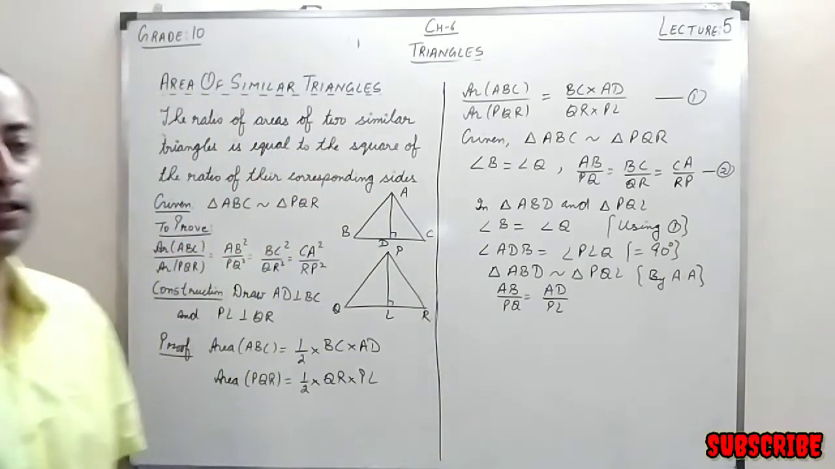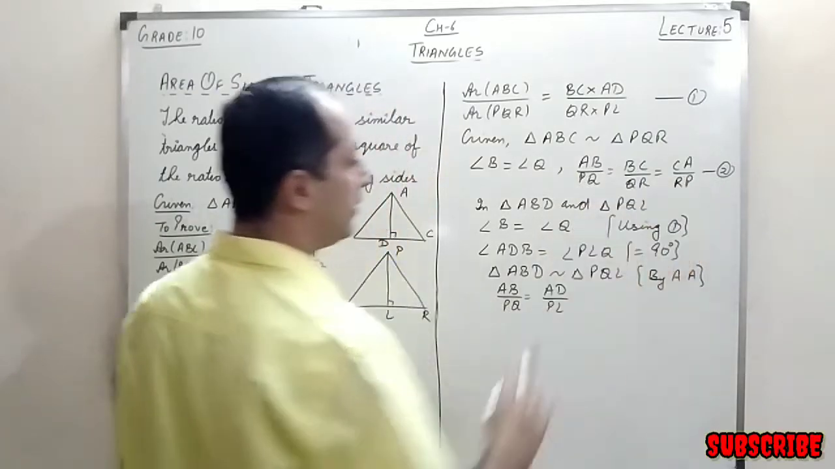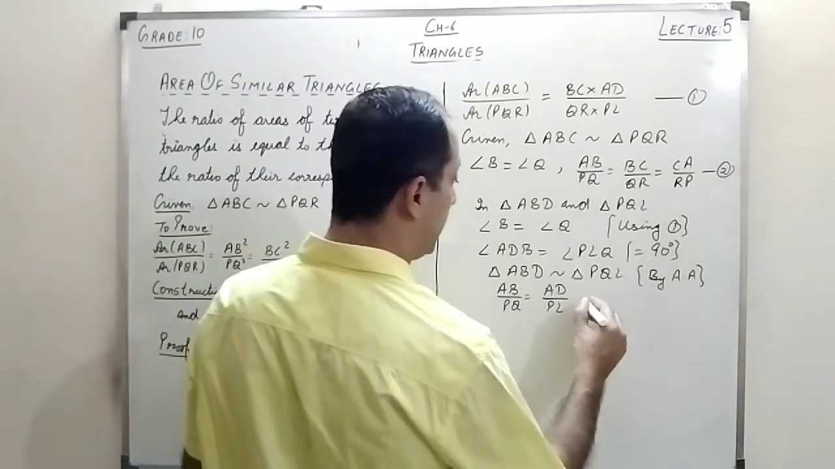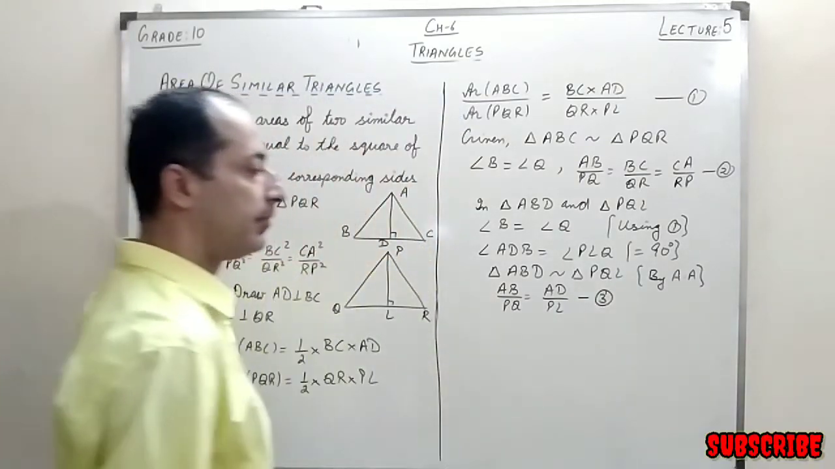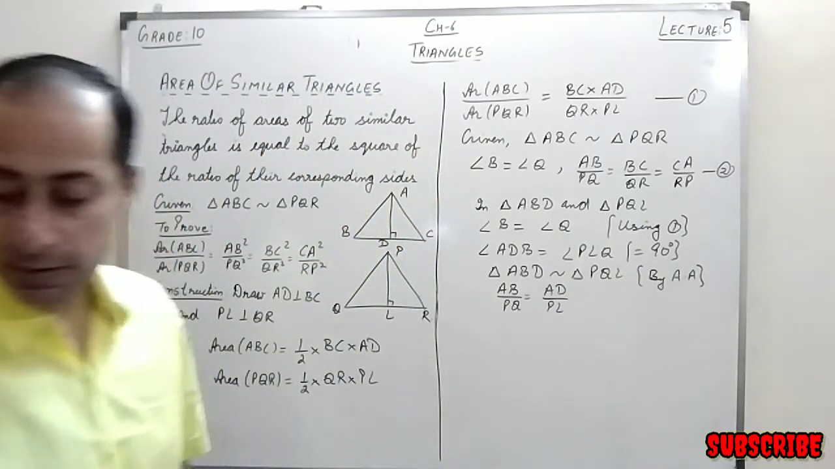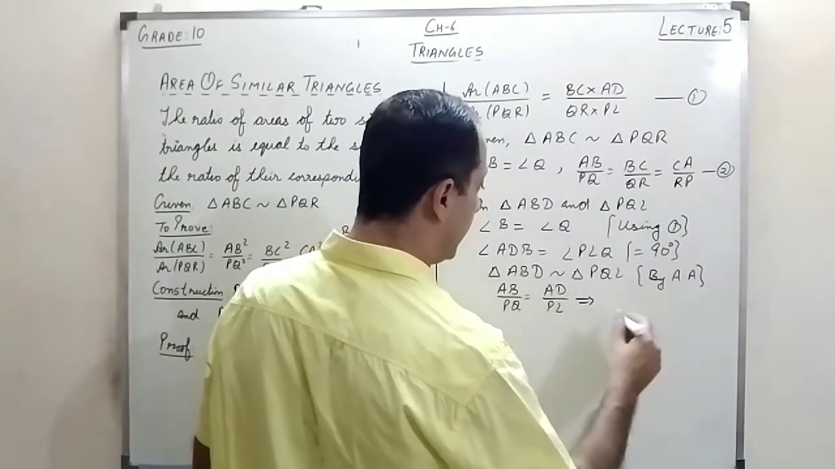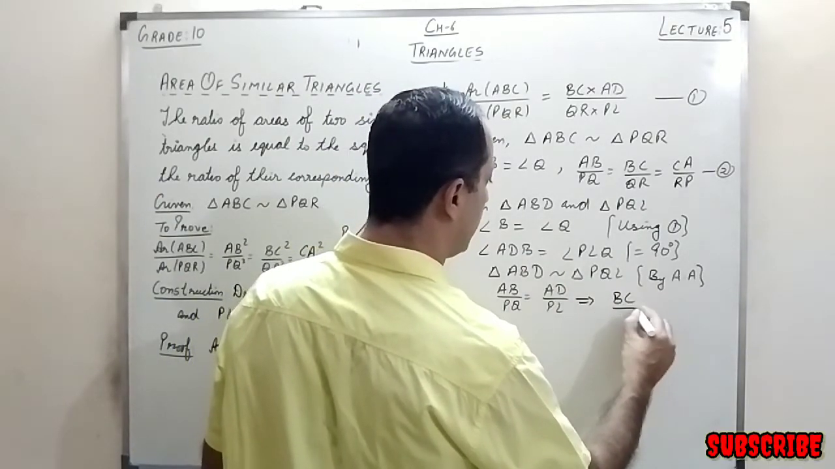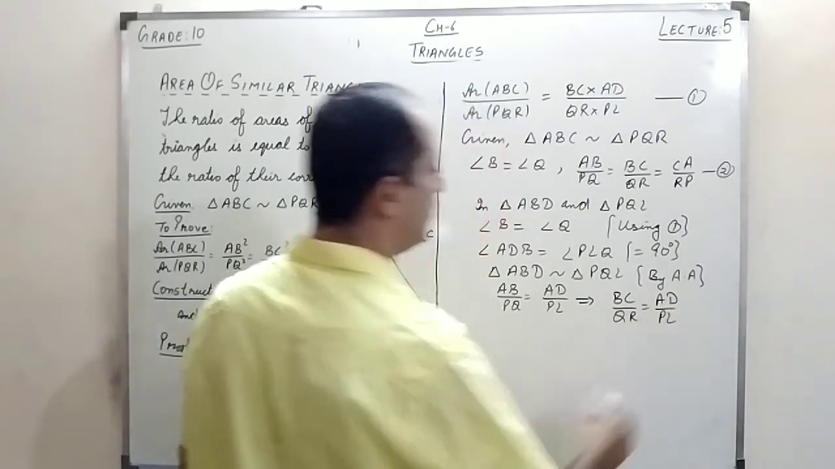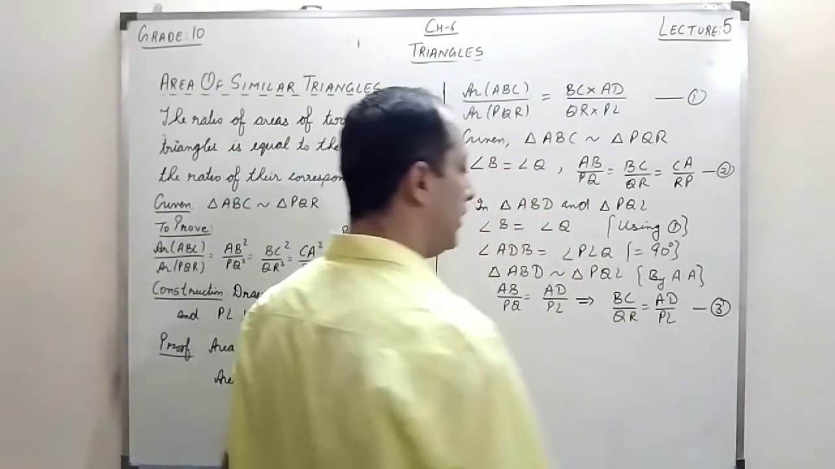See, this is what I said before proving this. If I can prove AD by PL equal to any of the three things, then I can get the desired result. Now if I compare 2 and 3, since AB by PQ is already equal to BC by QR, this means that BC by QR is equal to AD by PL. Now this I can write as 3, right?